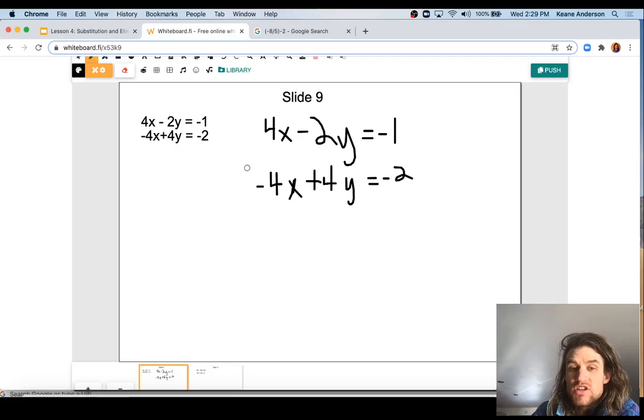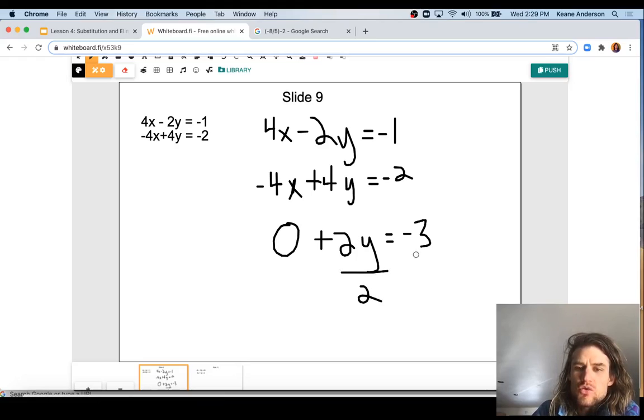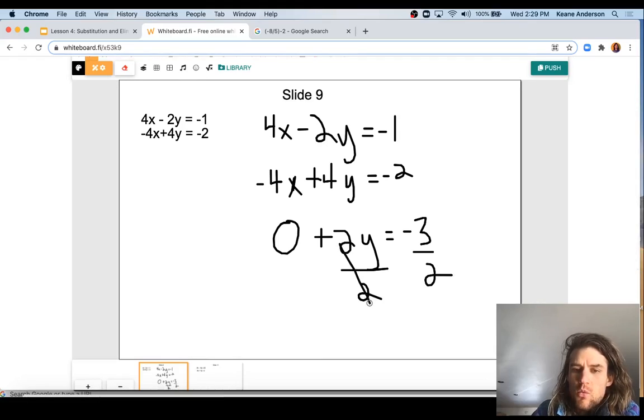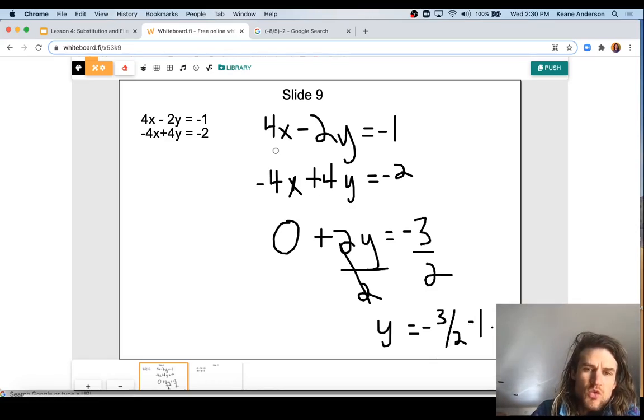So if we just add the two equations together, we're going to have 0 because 4x and negative 4x becomes 0. Then we're going to have plus 2y, and here we're going to get negative 3. Okay, now we need to divide both sides by 2. We divide that side by 2, and we will end up with y equals negative 3 halves, or negative 1.5 if we would care to write it as a decimal. So this one was pretty well set up for us to just go ahead and add them together straight away and end up with a 0 in the x column, so to speak.